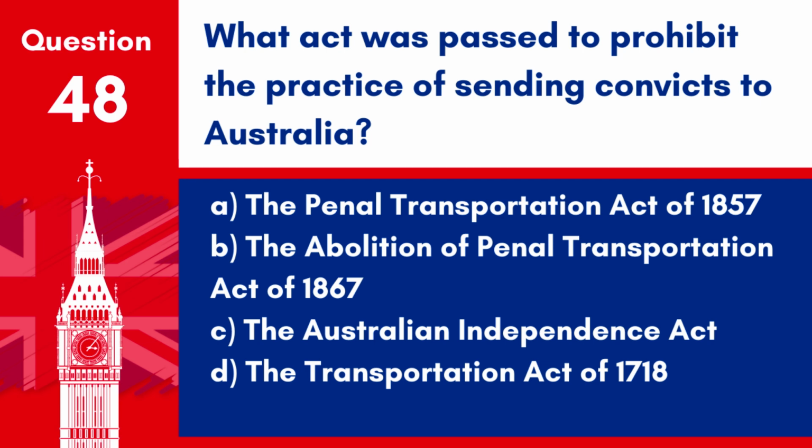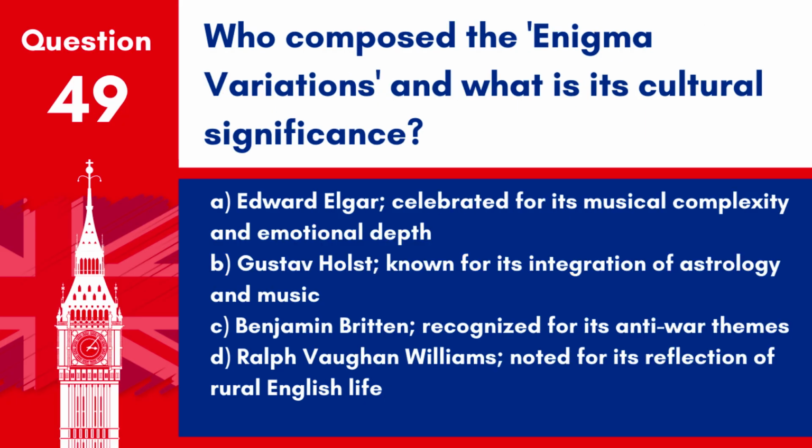Answer: B. The Abolition of Penal Transportation Act of 1867. This act effectively ended the practice of transporting convicts to Australia. Question 49. Who composed the Enigma Variations, and what is its cultural significance?